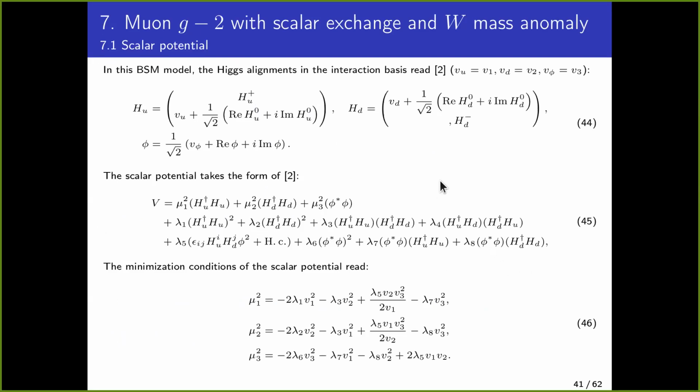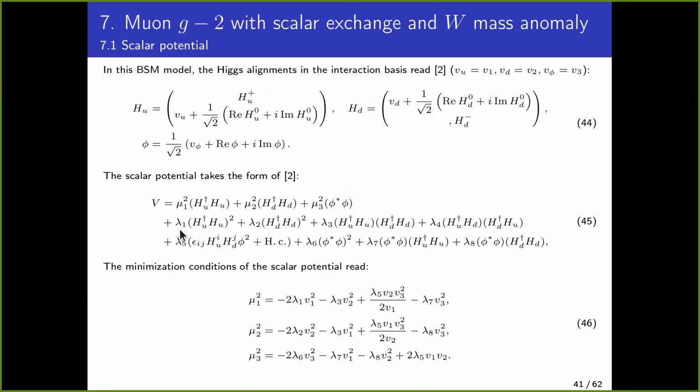In this BSM model, the Higgs alignments in this interaction-based basis: the up-type Higgs takes this form, the down-type Higgs, and the singlet scalar takes this form, and all of them have their VEVs, which means they break each gauge symmetry. So the scalar potential takes this form. So this is allowed in this BSM model.